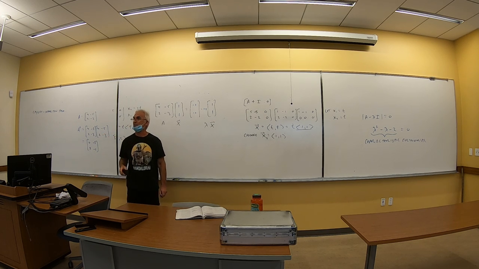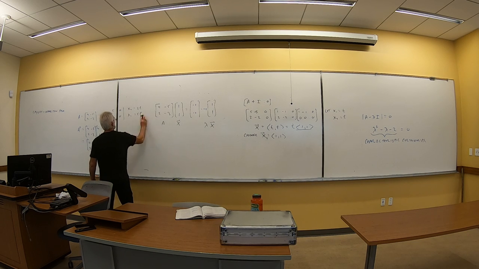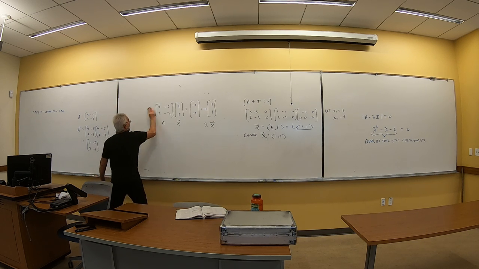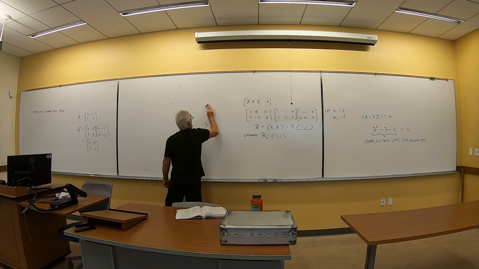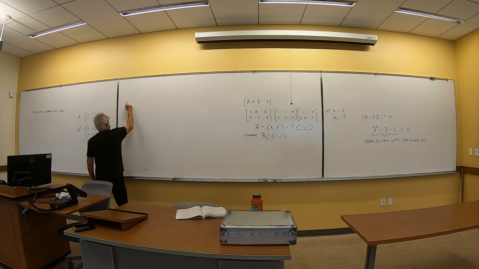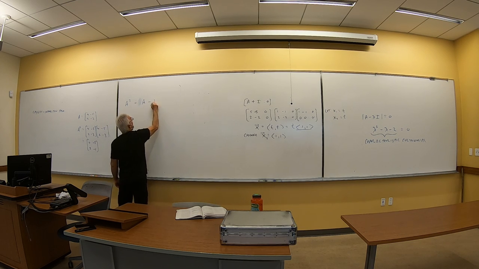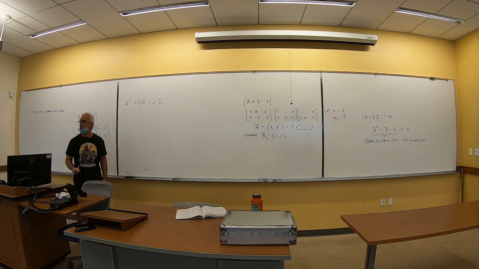This is why I'm doing this for a 2x2. If I did this for a 3x3, what am I doing to start the problem? I'm cubing a 3x3 matrix. I don't want to do that. No, gosh, we'd still be working on that tomorrow. No, I'm demonstrating this. I'm not proving this. The proof is a little beyond us. We don't need the proof to see the demonstration. So, I'm saying A squared minus 1 times A, minus 2 times the identity matrix. That's what I want to do.